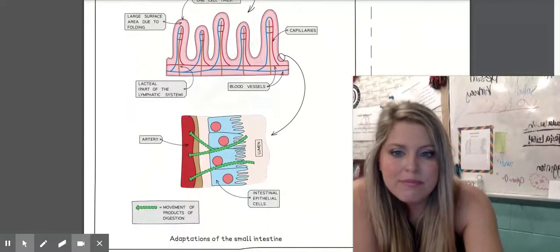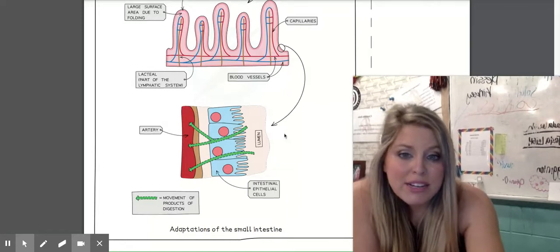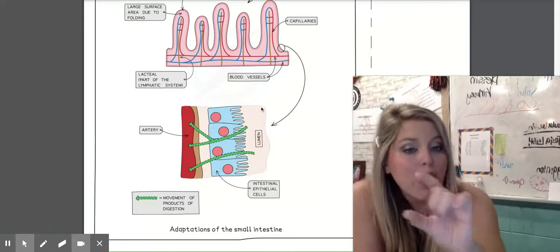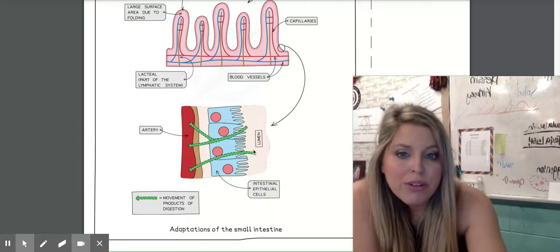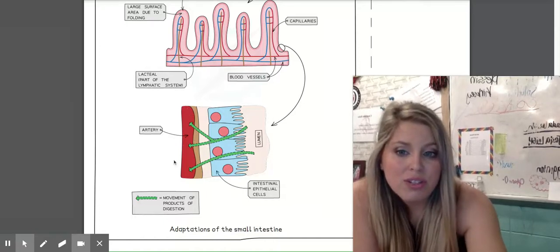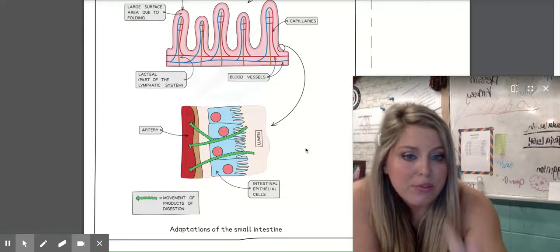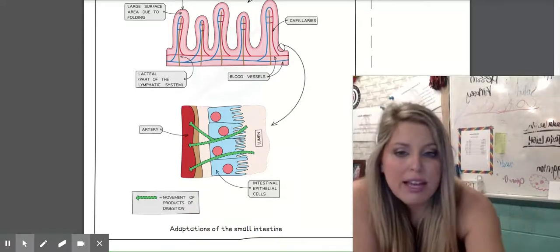Okay. So ultimately right here, you can see you have your lumen, or the opening of your small intestine. That food's going to be coming through. And then of course, things move in across the microvilli, through those cells, into your bloodstream where your arteries are, to then transport that around the body.